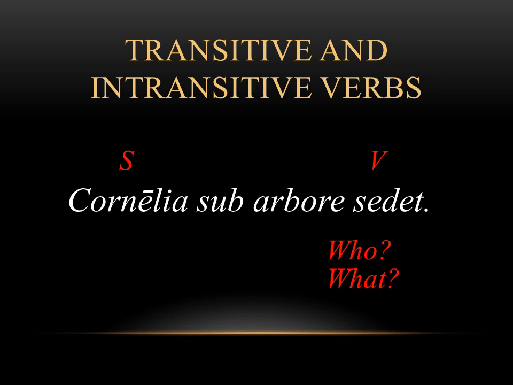And we can see here that the only part of the sentence we have left to apply these questions is sub arbore. So if we ask the questions, Cornelia sits who and Cornelia sits what, is the answer under the tree? No, that doesn't make any sense. So we know these questions are out and we don't have a direct object here. What we do have is a prepositional phrase that's telling us where. But since that doesn't qualify as a direct object, we know that sedet is not a transitive verb. Therefore, we mark it with an IV, it's intransitive, and we can move on.